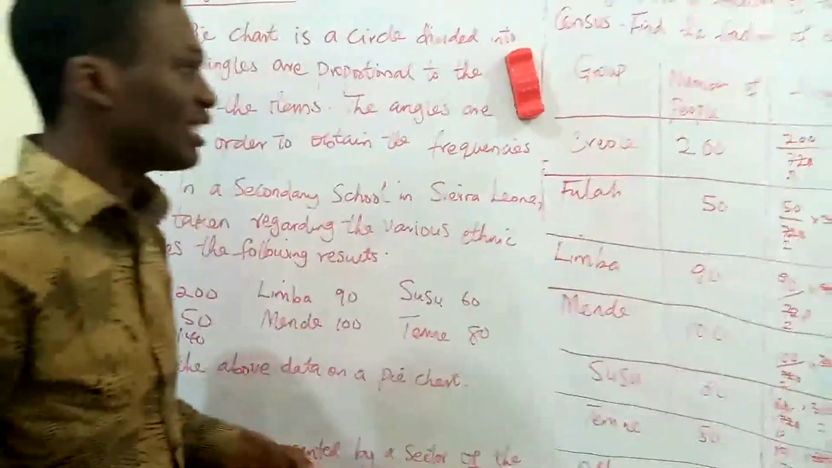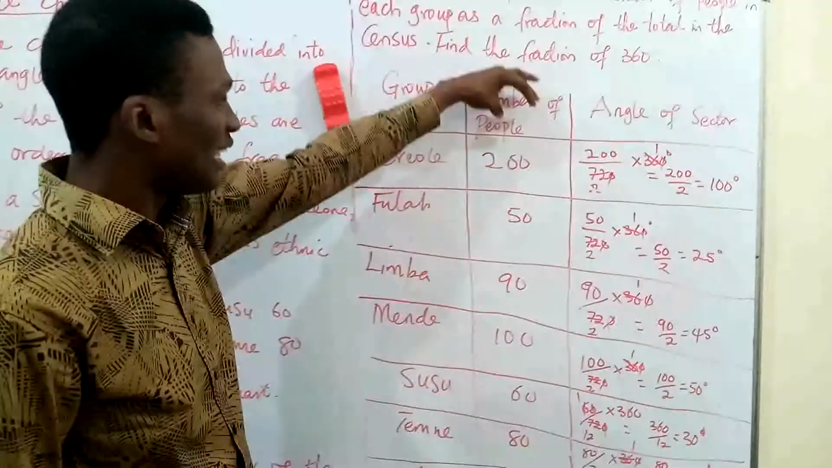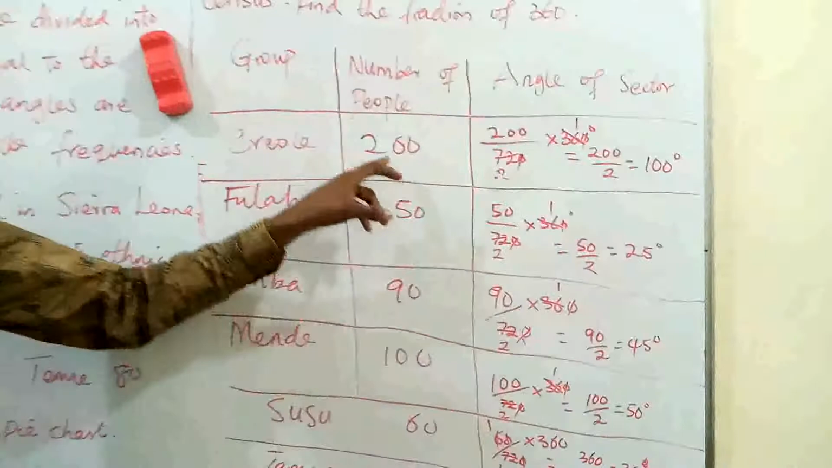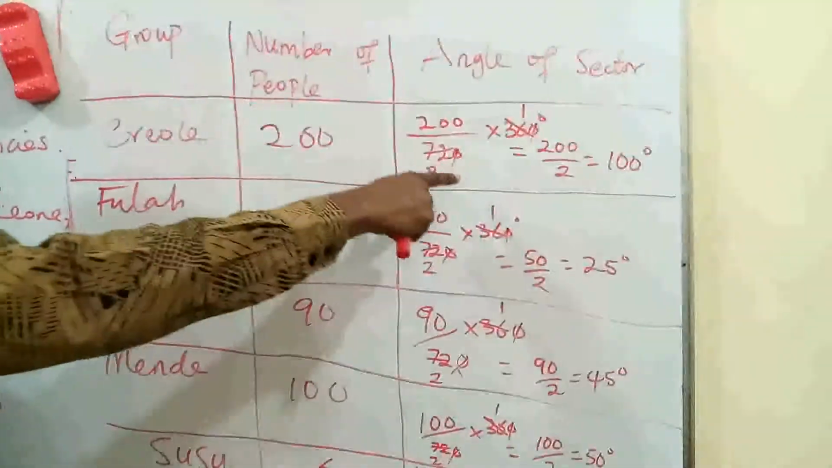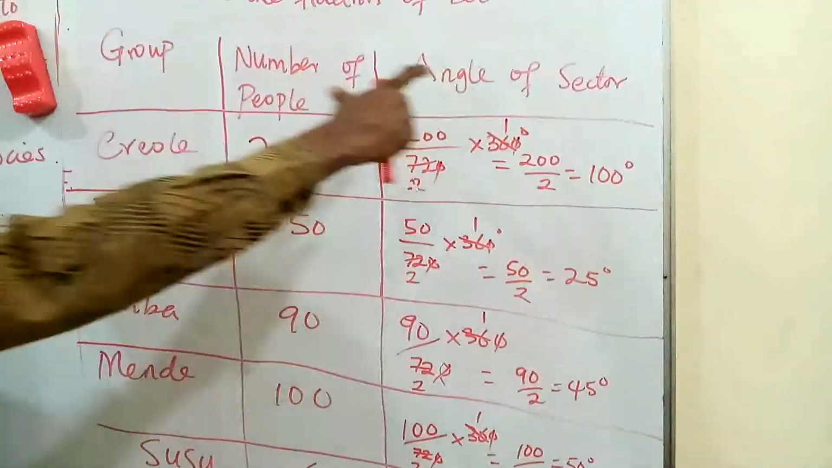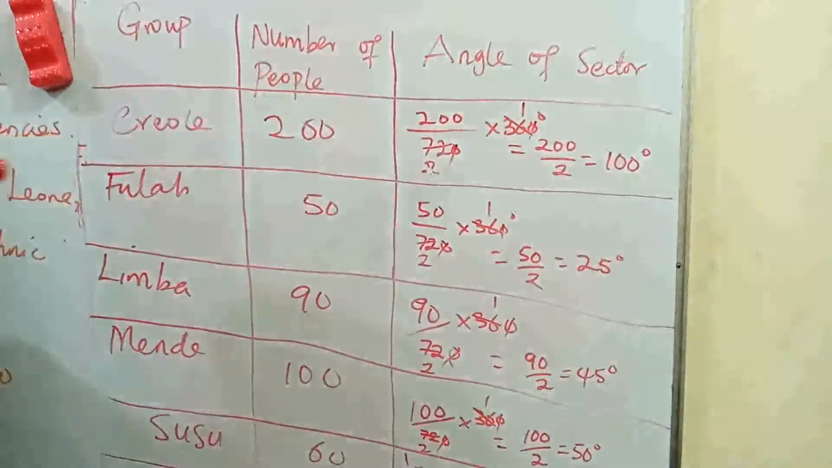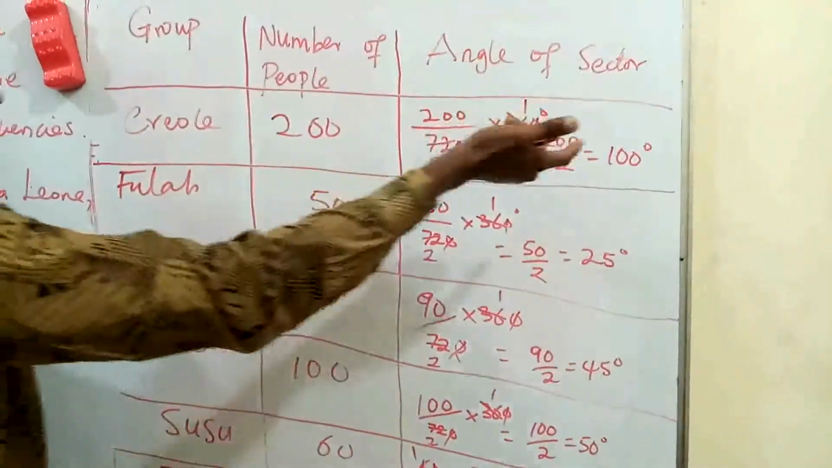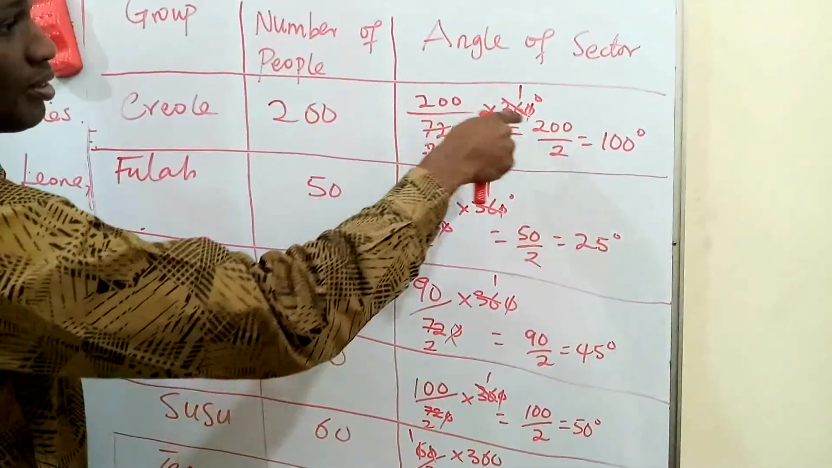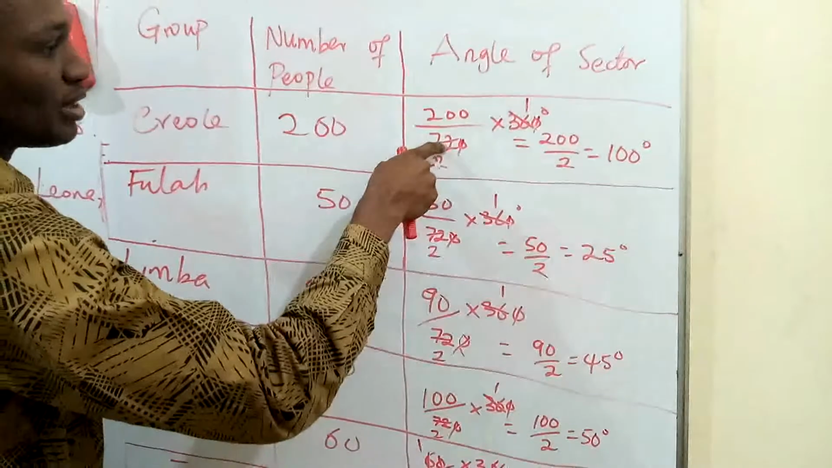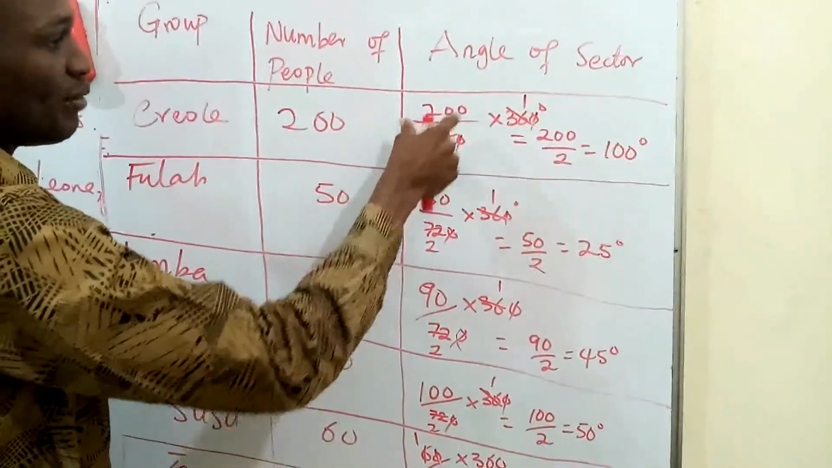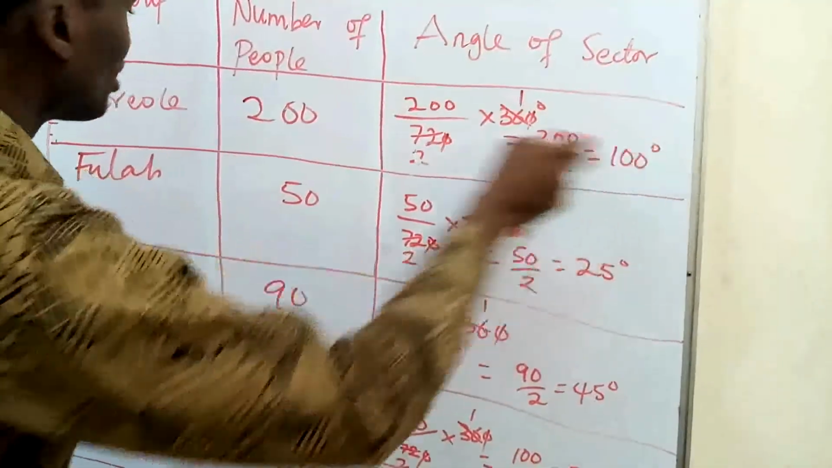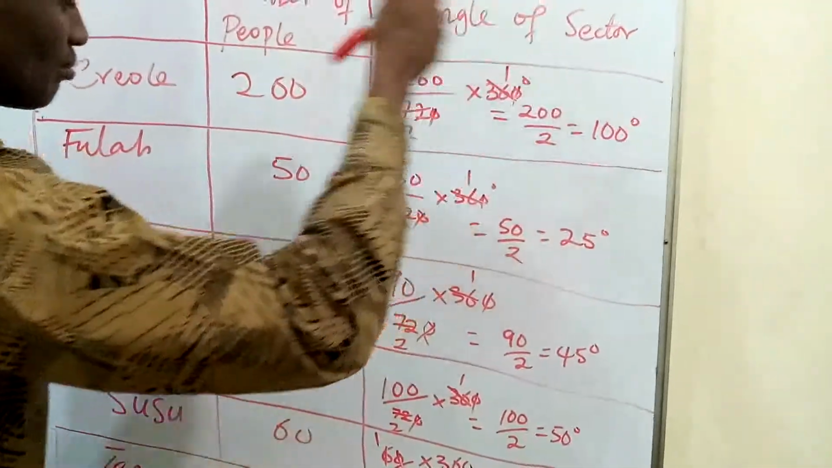How do we get the angle of sector? We say, since we have added the total number of people in that school to be 720, we have 200 all over the total number of people in that school, then multiply by 360. A circle makes up 360 degrees, so we multiply by 360 degrees. At this point, we cancel out 0. 36 here is 1. Into 72, we have 2. We are left with 200 divided by 2, and that will give us 100 degrees. So the angle of sector for Creole is 100 degrees.